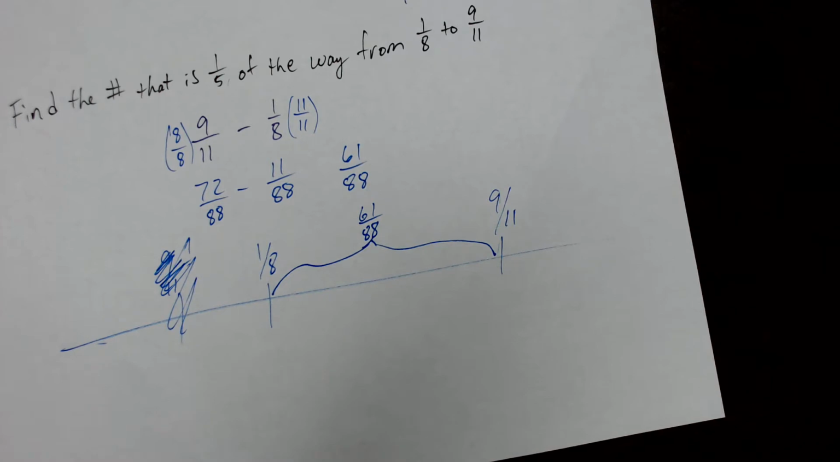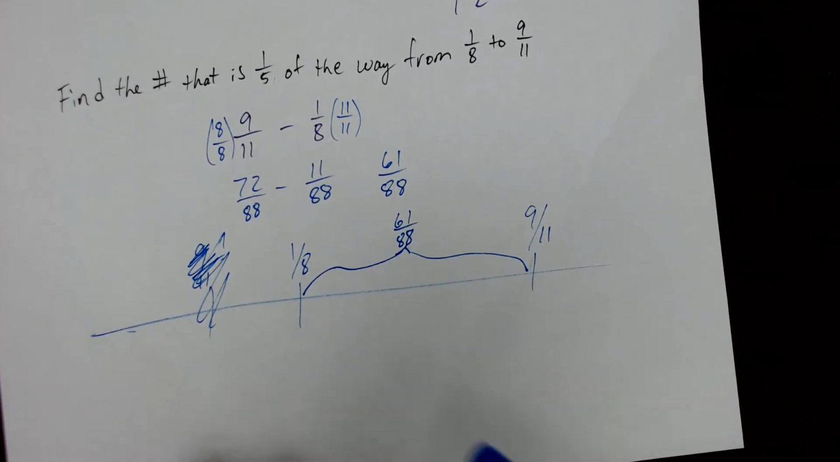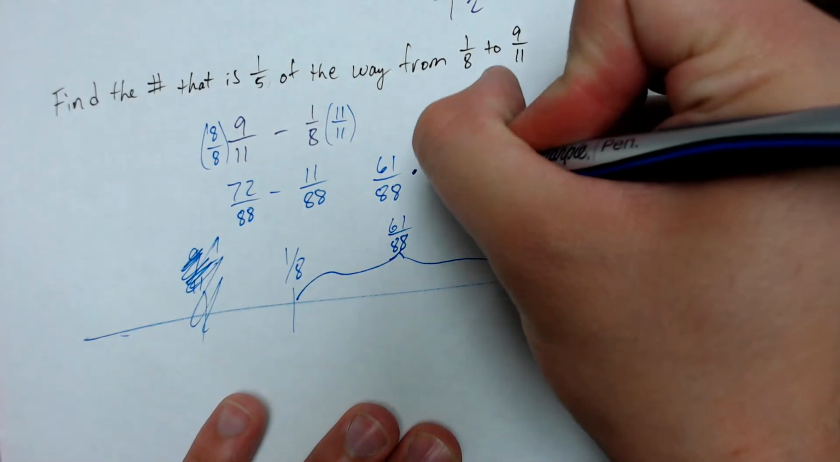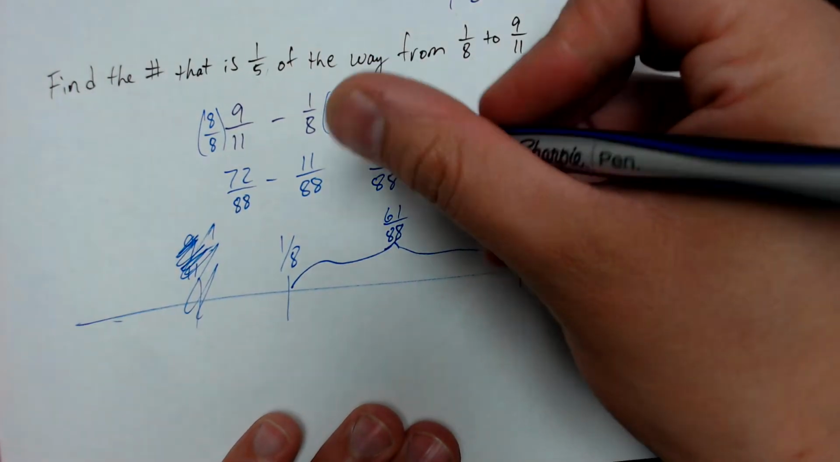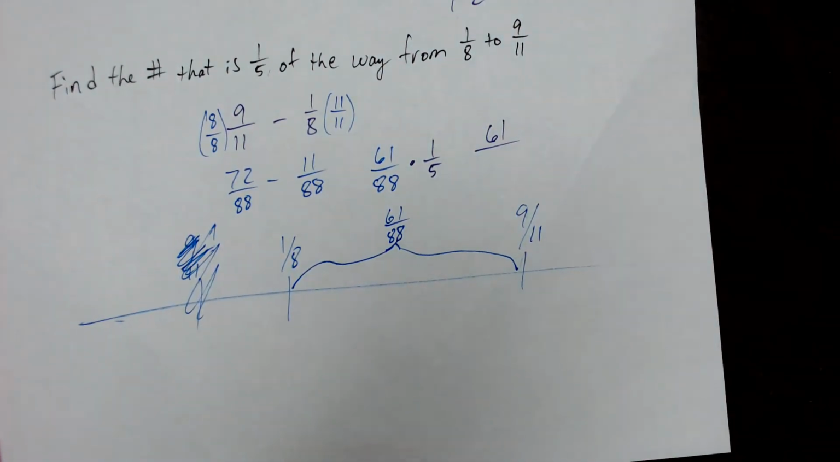Now, we have to figure out what is 1/5 of that distance. So we're going to take this number, we're going to multiply it by the fraction. So 61 over 88 times 1 over 5. Oh, no, there's nothing we can cross cancel. That's okay. We have calculators in this class, right? Because you guys are allowed to use them.